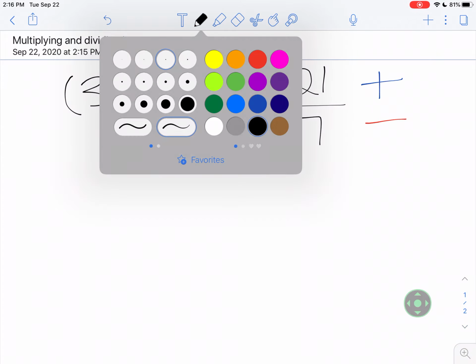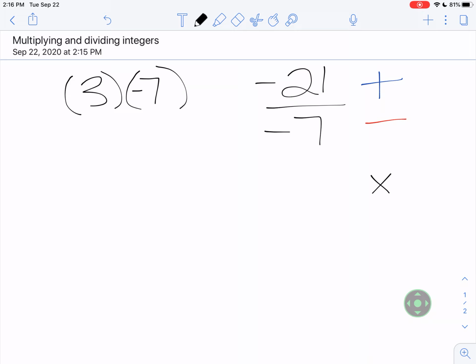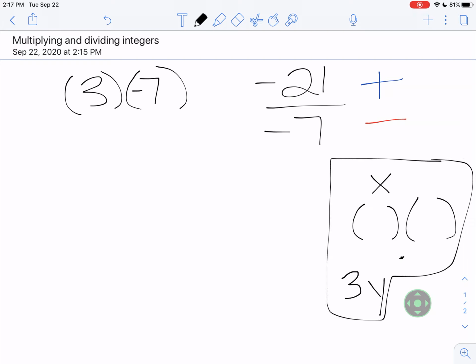So a few different things for multiply. You're going to see sometimes just brackets. That also means multiply. Sometimes you might see a little dot, or when we're looking at algebra, you might just have 3y with no sign in between, and that also means 3 times y. So all of these symbols mean multiply.